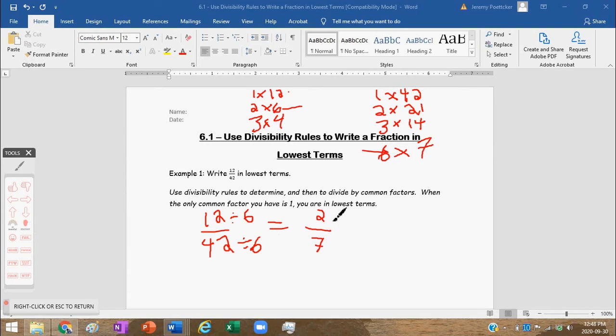If I look here, I can double check 2 and 7. Okay, are there any common factors? Well, 1 times 2 is 2. 1 times 7 is 7. No other factors. Back to grade 6, these are both prime numbers. And greatest common factor is 1. We are now in lowest terms. All right, let's move on.